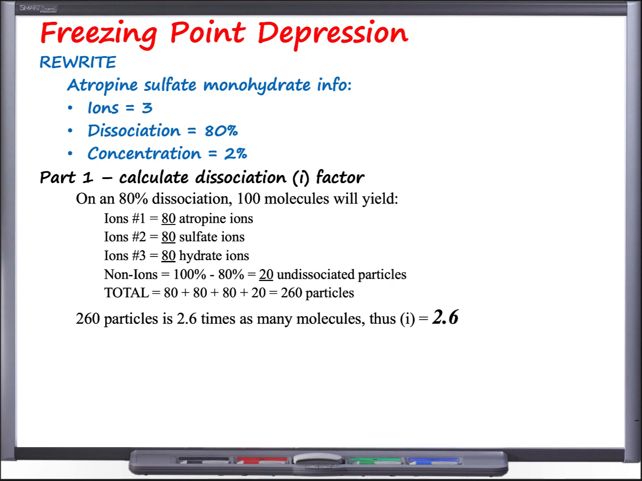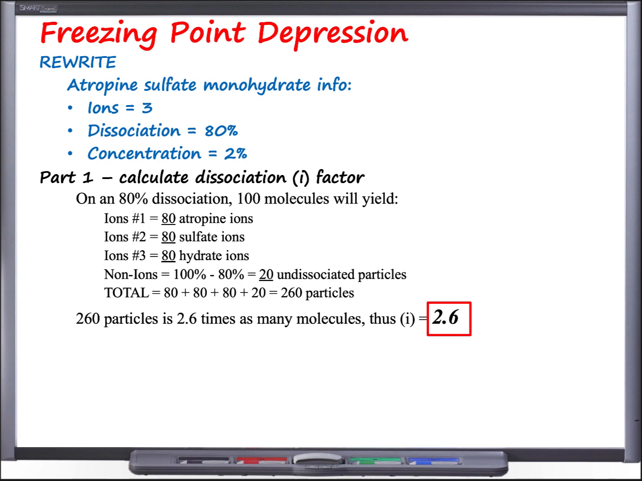The last step is to calculate the dissociation factor by dividing the 260 particles by the 100 that we started with, which means we got 2.6 times as many particles as we started with molecules. So the dissociation factor is 2.6. We will get 2.6 times as many particles as what we start with for atropine.